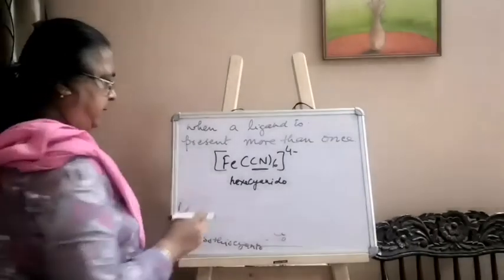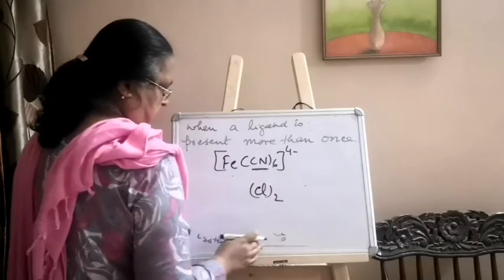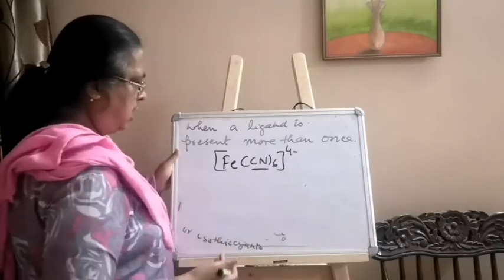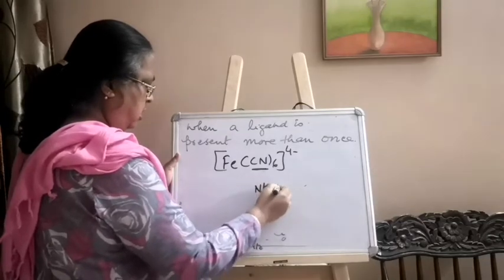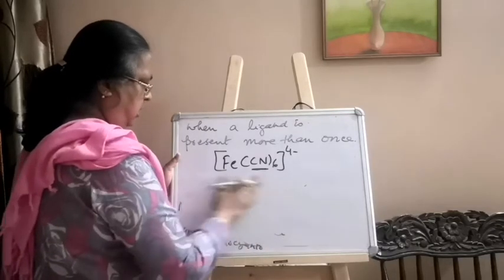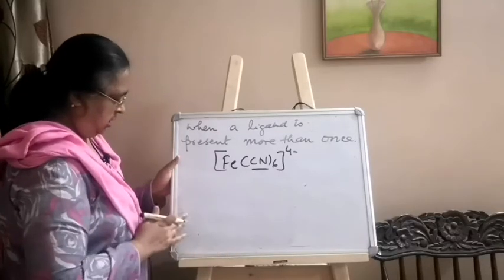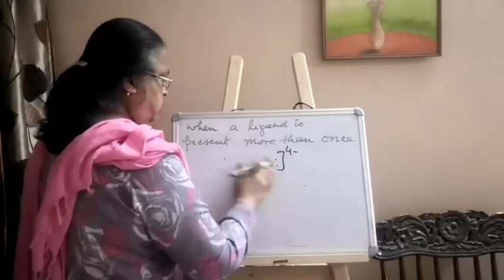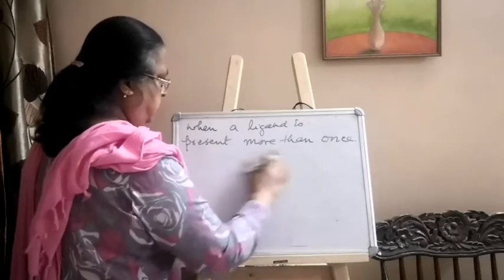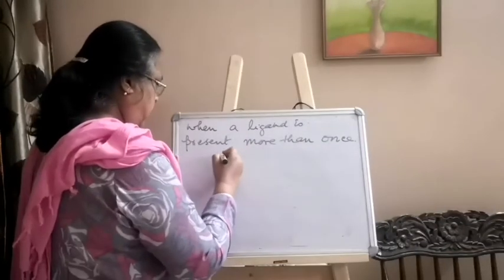If it is Cl 2 times, it is dichlorido. If NH3 is used 3 times or 4 times, then triammine or tetraammine. So for ligands which do not have the term di or tri in their names, we use the prefixes di, tri, tetra for the number of times they are present.